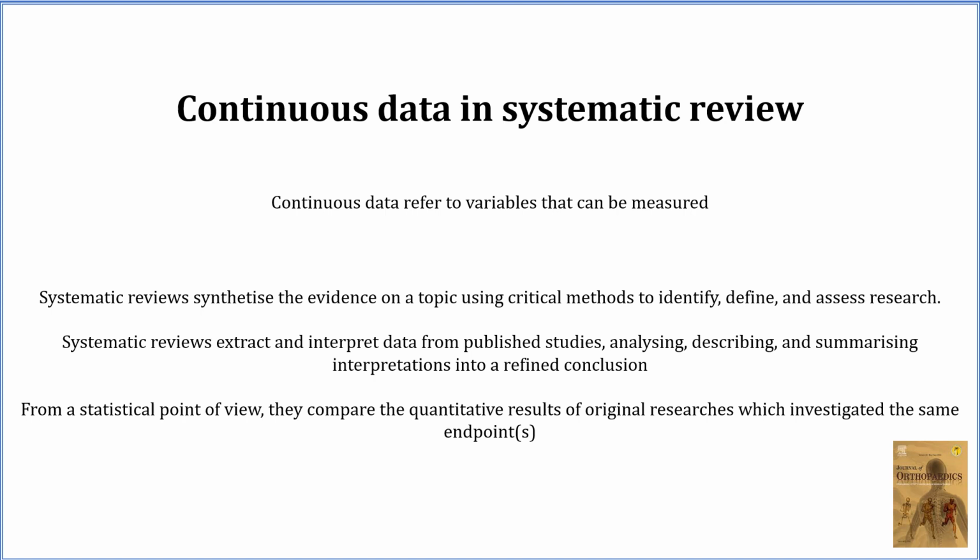Systematic reviews synthesize the evidence on a topic using critical methods to identify, define, and assess research. From a statistical point of view, systematic reviews compare the quantitative results of original research which investigated the same endpoints. For example, systematic reviews will investigate the outcome of a specific treatment for a pathology, or they compare two different treatments, or three or four, for the same pathology.